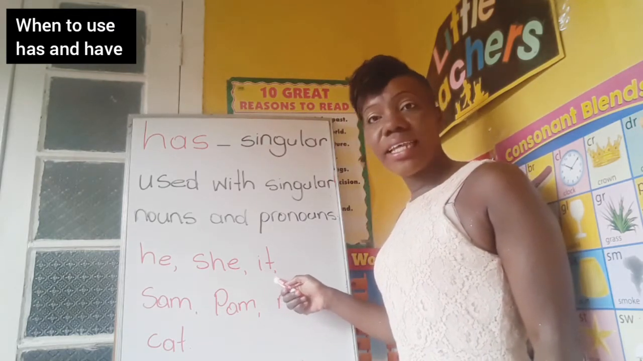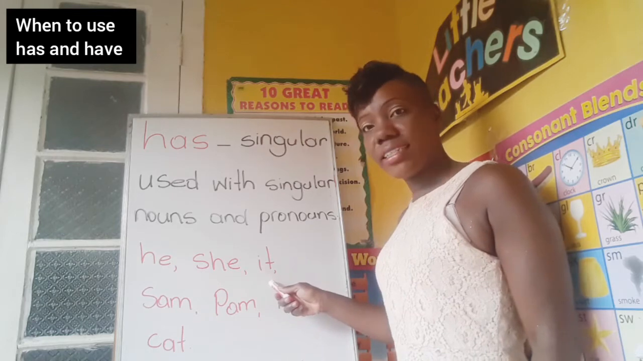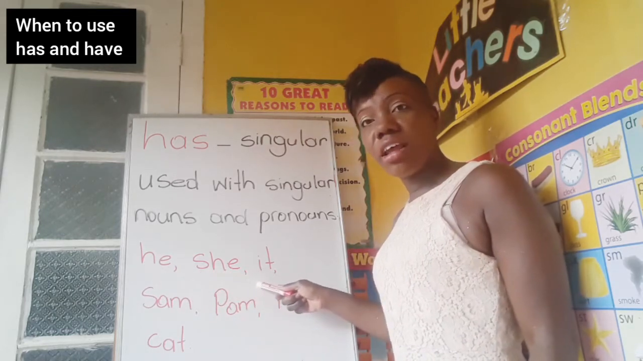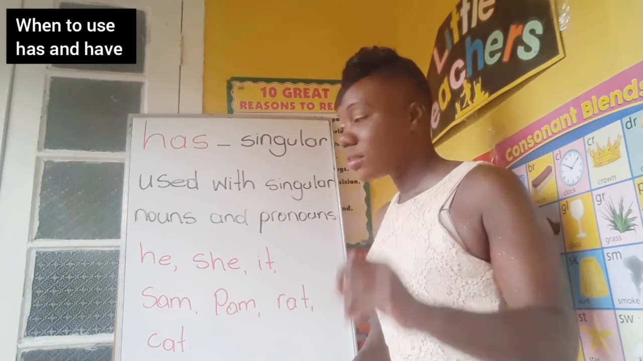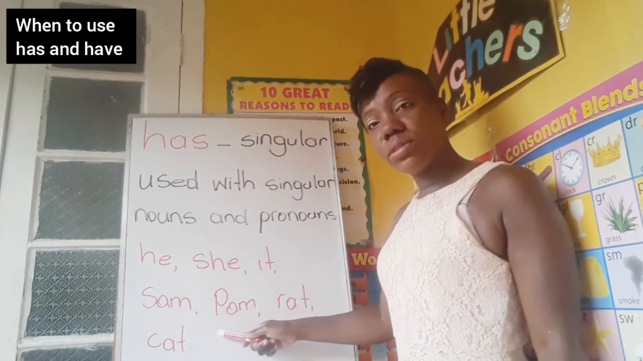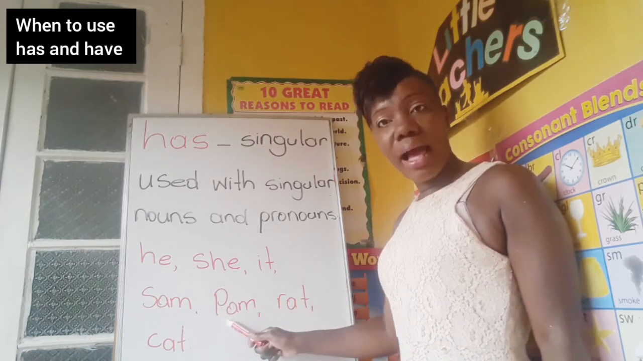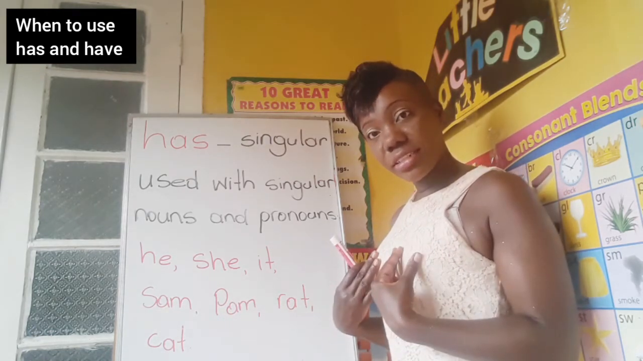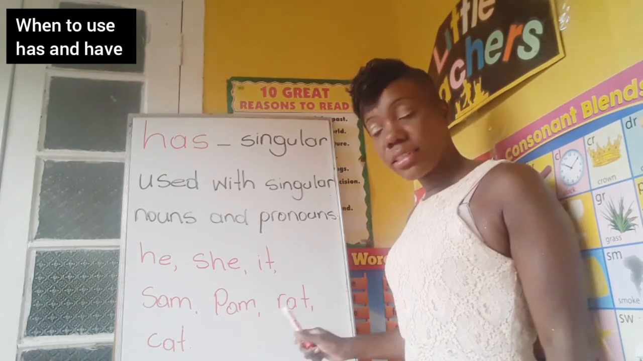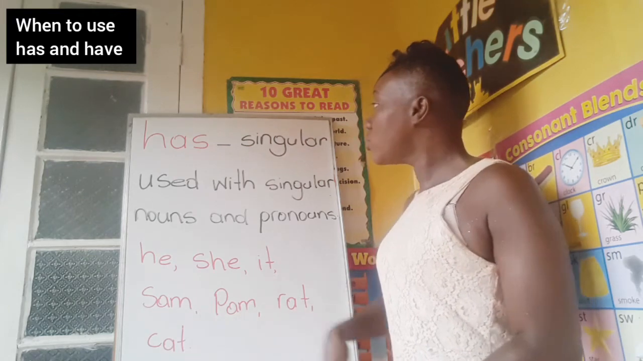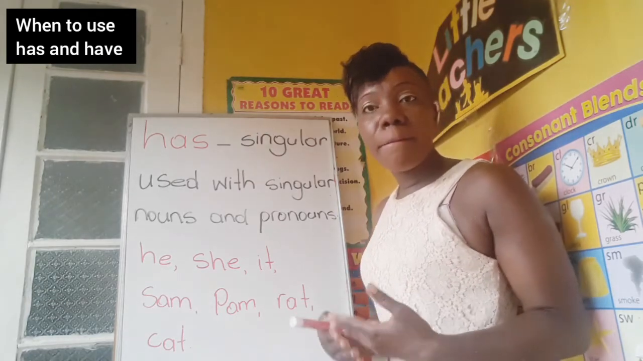And it is the name of a thing. We can refer it to a thing. So we can say it. And all of these are singular because they're talking about one thing or one person. And we can use it with singular nouns like the name of a person, as in Sam or Pam or Auntie Carrie. And we can use it with singular common nouns like rat and cat. So we use the word has with singular nouns and singular pronouns.